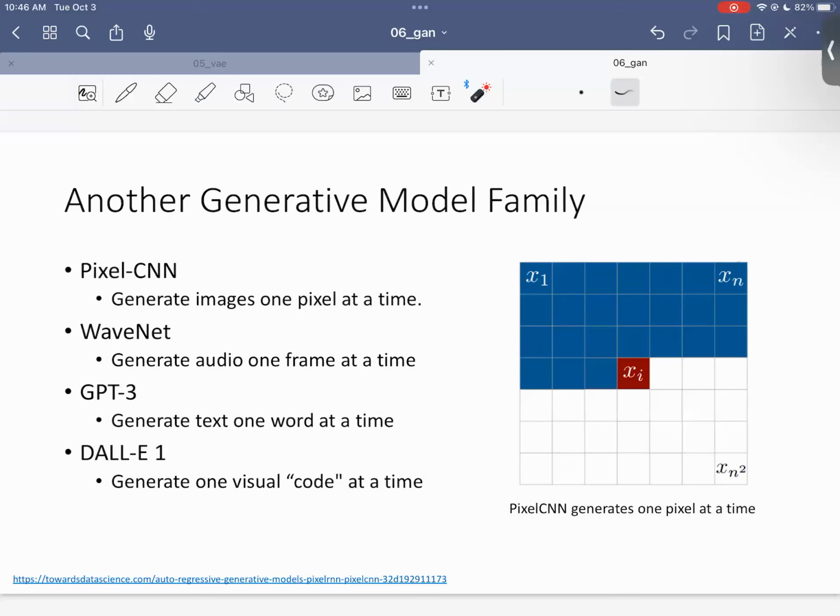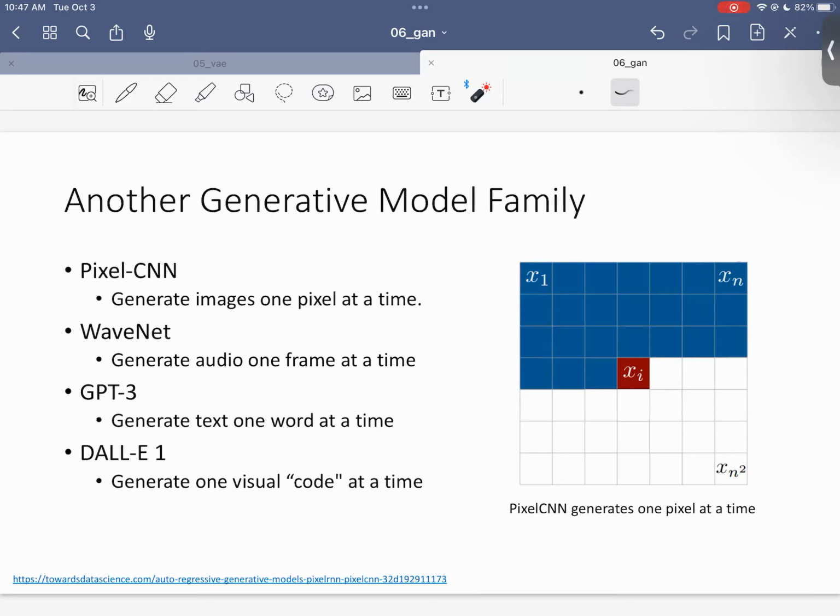So if this is a 7x7 image, then you start from the first pixel. You first generate the first pixel, generate the second pixel based on the first pixel, and then generate the third pixel based on these two. Generate the fourth pixel based on these three, and so on. So you just keep generating the next pixel, just like you generate the next word in ChatGPT.